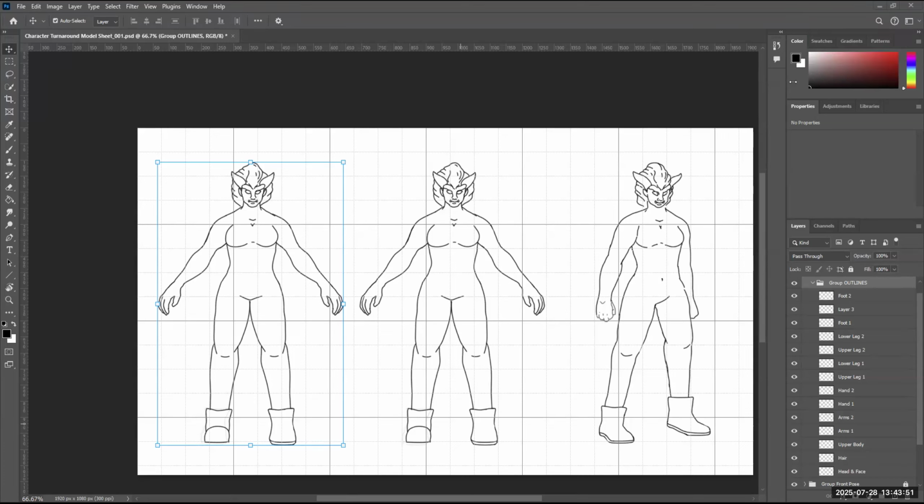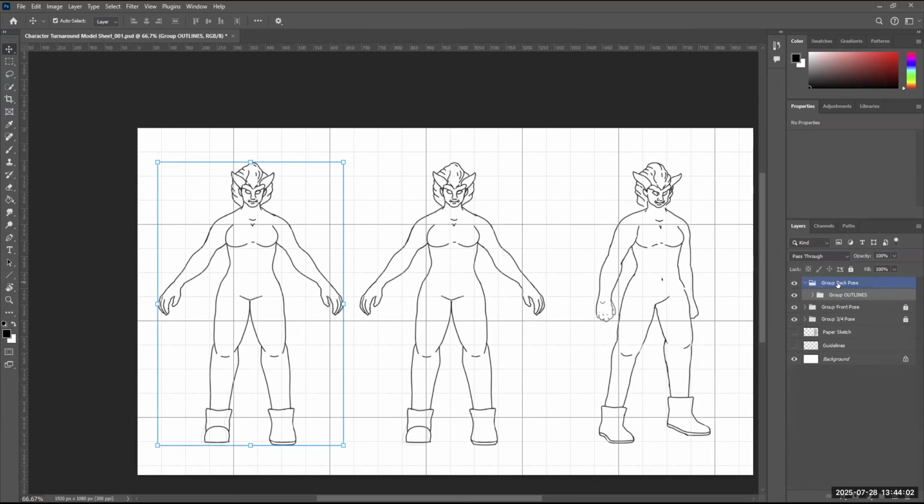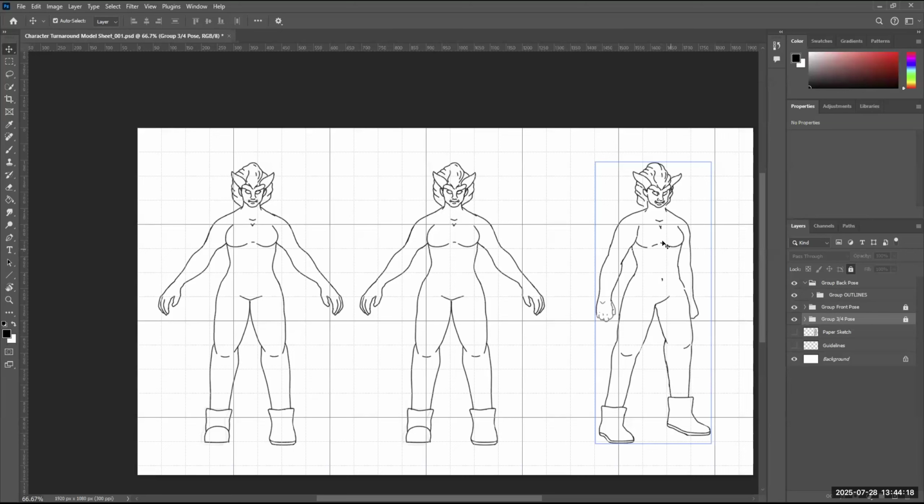So I haven't done a lot of the clothing styling yet, and one of these I've just duplicated because it's going to be the back pose. I'm going to go through and make it look like it's from the back, so basically it's going to be the front and back, and then this is the 3/4, the kind of angled pose. And then I'll have a side view as well.